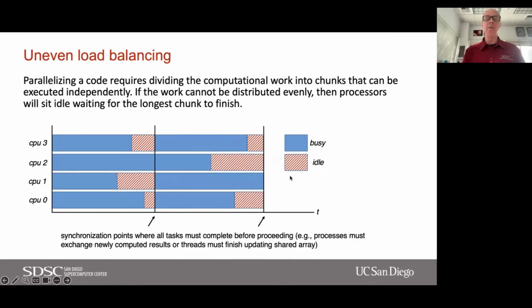Then we assign the next 4 chunks of work. This time CPU 1 got the longest chunk. CPUs 0, 2, and 3 are going to be waiting until CPU 1 finishes. So this is another factor that's going to affect the speedup that we can get as we run in parallel.